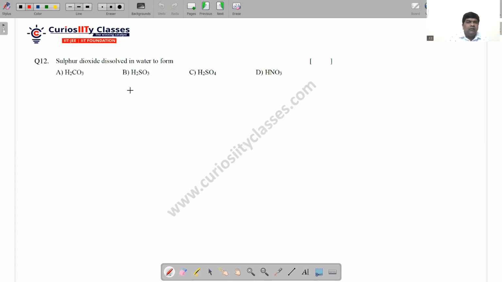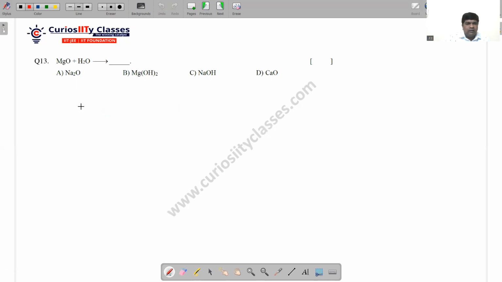12th one. Sulfur dioxide dissolved in water to form H2SO3, sulfurous acid. Option A, H2CO3. Option B, H2SO3. Option C, H2SO4. And option D, HNO3. Sulfurous acid, H2SO3. Option B is correct.